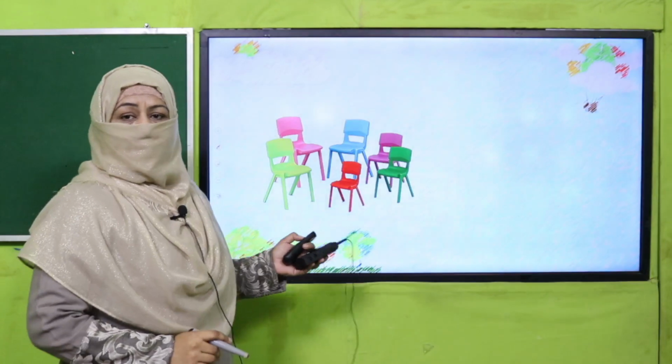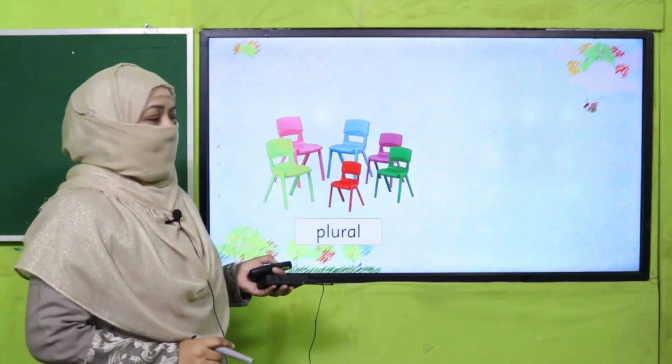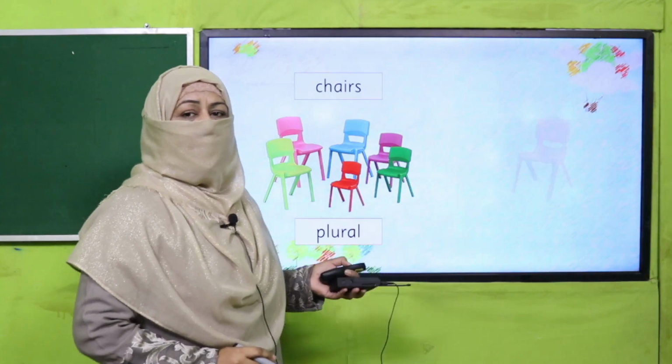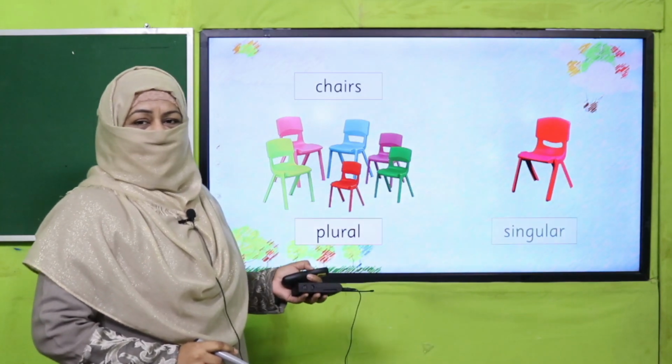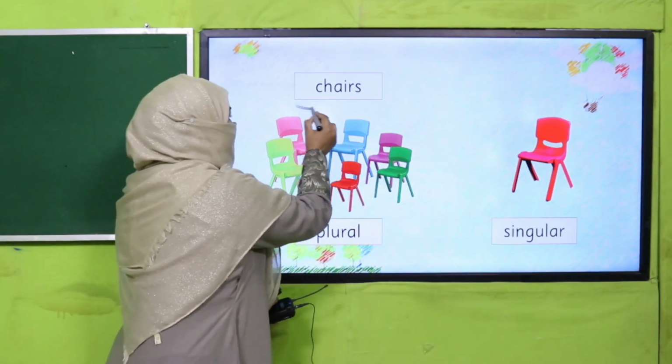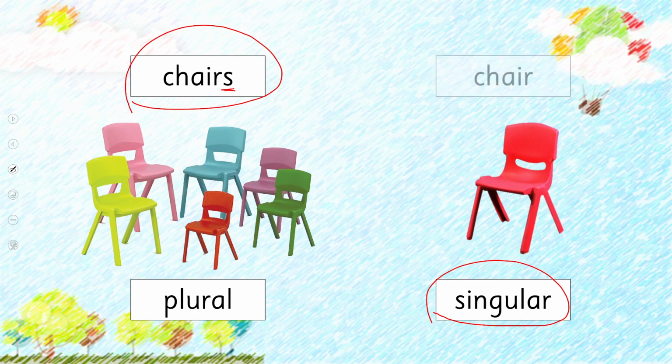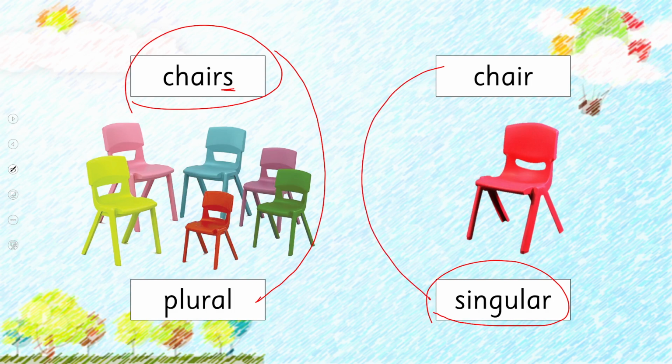Likewise, chairs. It's a plural naming word. And what is the naming word for one? What we'll have to do to make this plural naming word singular? We will remove this s and we'll write chair. Chairs, plural. Chair, singular. Do you understand?